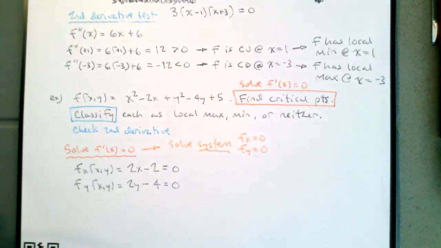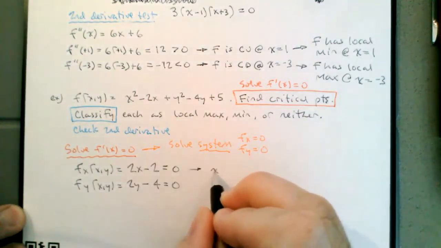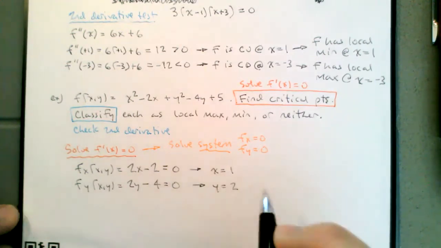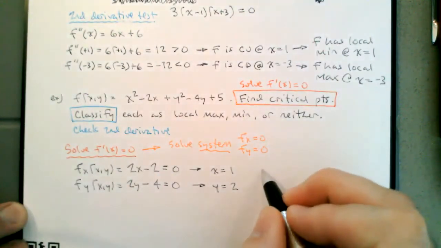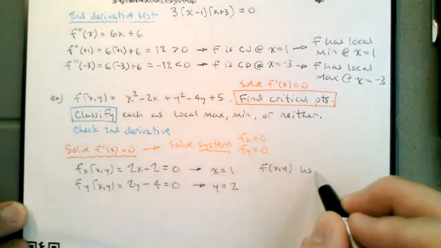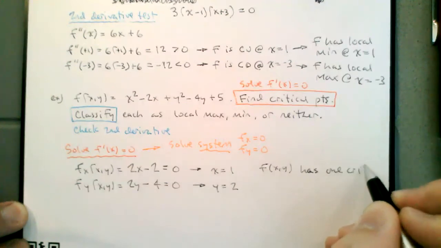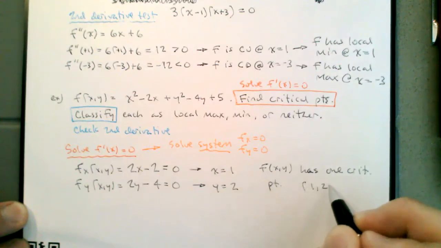Here we have a real easy system to solve. The first equation tells us that x is equal to 1, and the second equation tells us that y is equal to 2. So it looks like we have but one critical point. F of xy has one critical point.